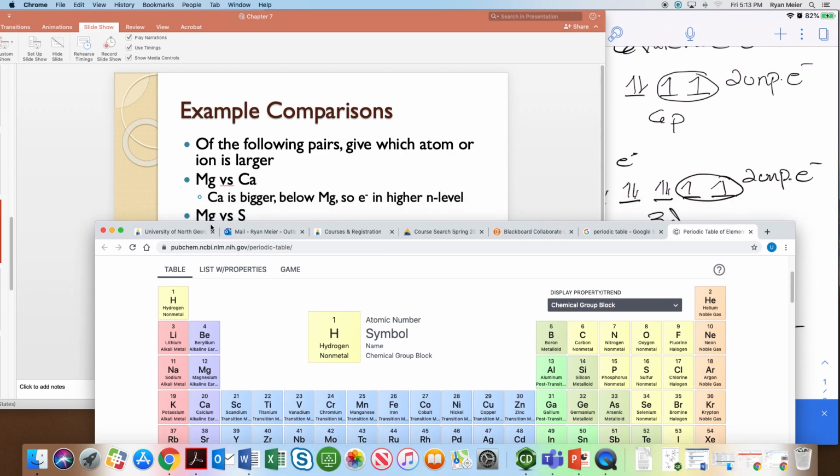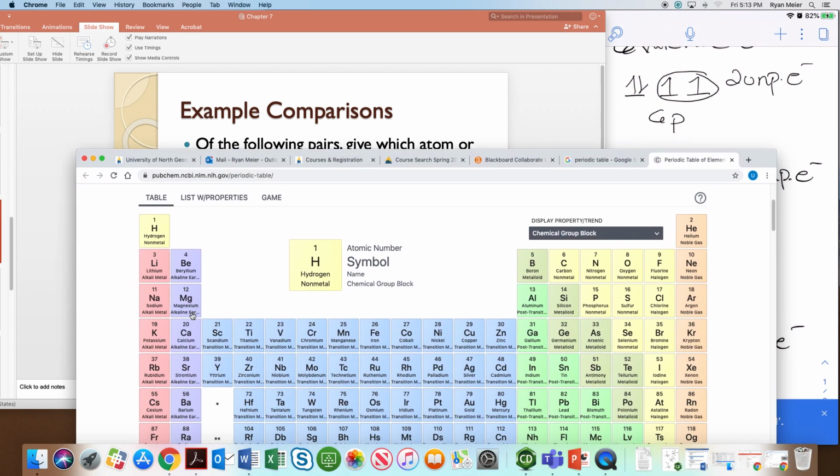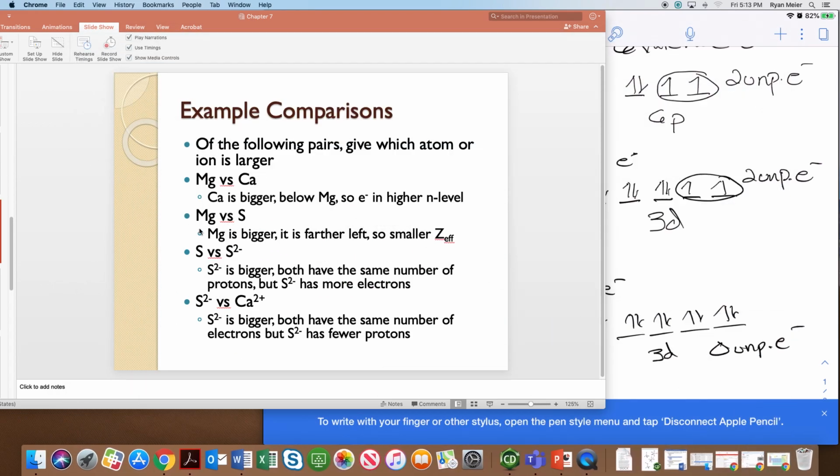If we look at the next example, it compares magnesium with sulfur. Here we have magnesium, and here we have sulfur, in the same row. We said the trend normally is things get bigger as we go down or to the left. Sulfur is much farther right on the periodic table than magnesium, so magnesium should be much bigger, right? As we go across to the right, our effective nuclear charge goes up, so the outer electrons get pulled in tighter, and that means your size actually gets smaller. So between magnesium and sulfur, magnesium should be the bigger one.